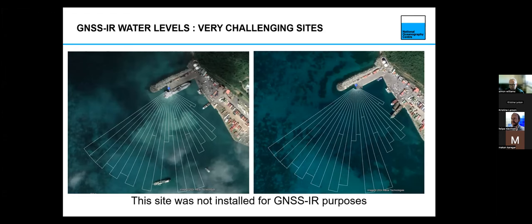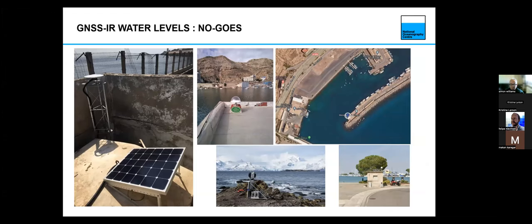And then here are the no-gos. Some of the worst ones, the ones where you can't really get any measurements from. So the one on the left, the antenna was installed there for security purposes, not for GNSS-IR. So fair to them, but the antenna is only just poking up above that concrete wall. There's a fence also in the way. So you get very limited measurements from that site.